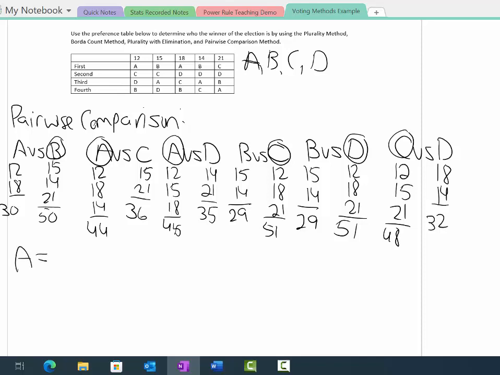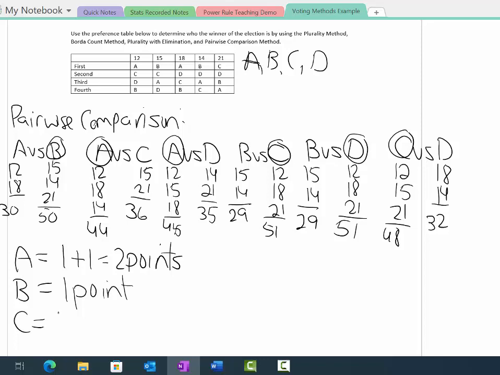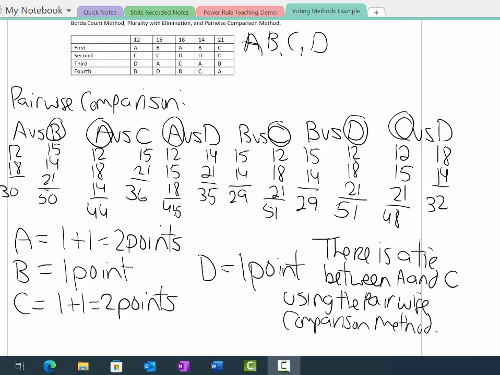Okay, so now let's add up the points. So go to A, that's 1 plus 1, that's 2 points for 2 wins. B, 1 point. Let's go to C. 1 plus 1, that's 2 points. And D, we have 1 point. So what do you notice at this stage? We have a tie between A and C. So let's write this out. There is a tie between A and C when using the pairwise comparison method.